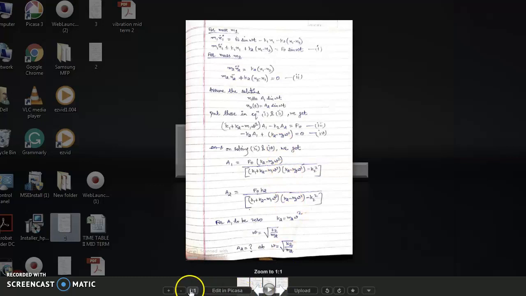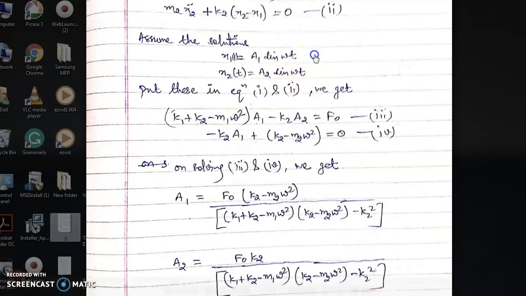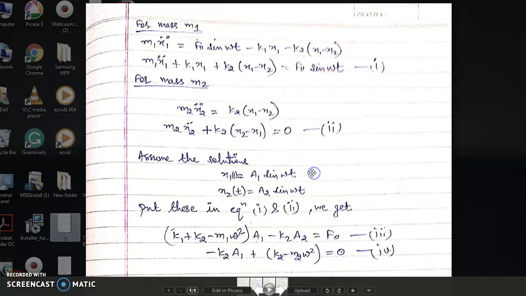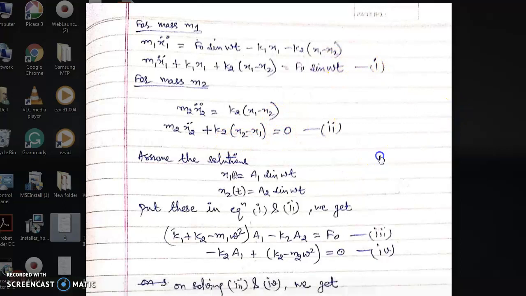Now apply Newton's second law to the mass M1. What I will get? M1 x1 double dot plus K1 x1 plus K2 into x1 minus x2 is equal to F0 sin omega t. For mass M2, M2 x2 double dot is equal to K2 into x1 minus x2. I will rearrange this and I will get equation 1 and 2.